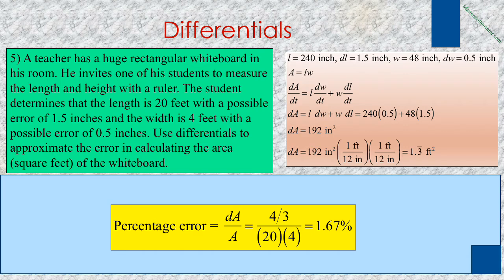If we look at dA over A, because we now know the actual area of the whiteboard is 20 by 4, we get 1.33 over 80, and that is a 1.67% error.